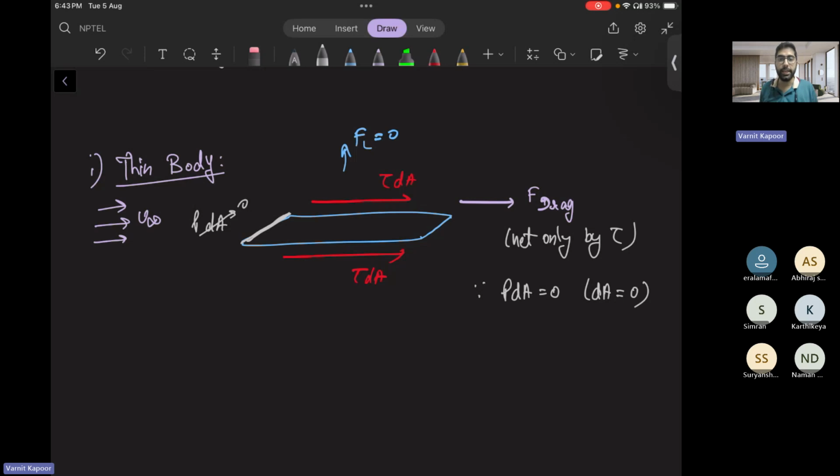So this kind of body is called a streamlined body. This kind of thin body, where only drag is happening, is called a streamlined body. Let me write.